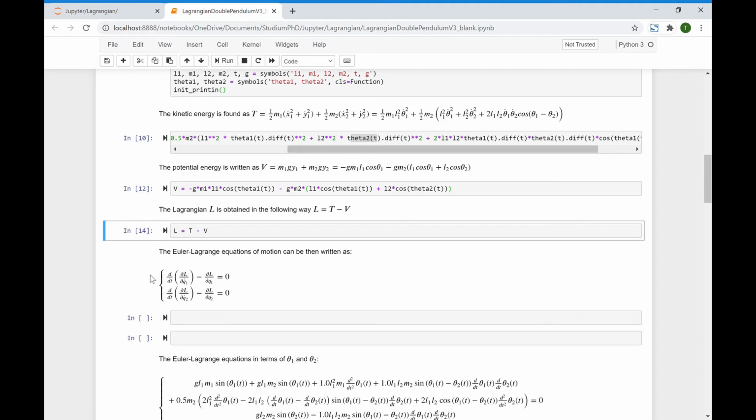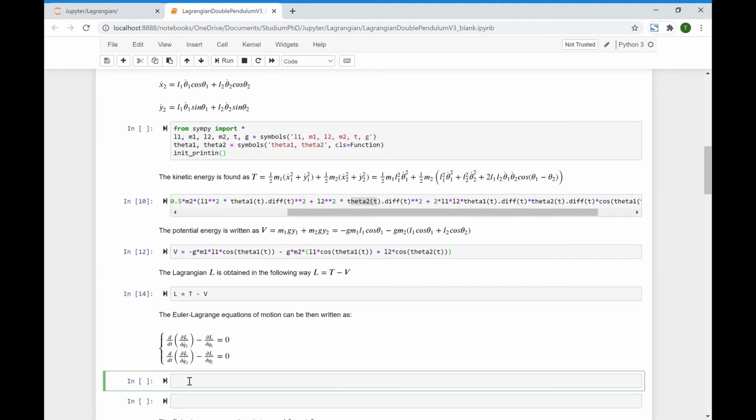And since we have 2 degrees of freedom, we have a system of equations here, where in the first equation we take derivative with respect to q1 dot and q1, and in the second equation we take derivative with respect to q2 dot and q2, where q1 is θ1 and q2 is θ2. So now let's see how the first equation will look. So write the derivative of θ1 as a function of t with respect to t, and we have to take a derivative of L with respect to θ1 dot.